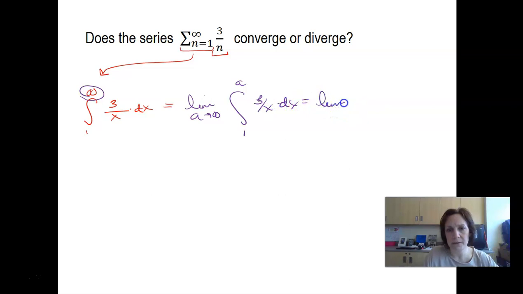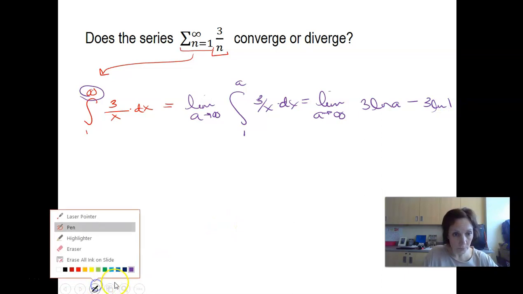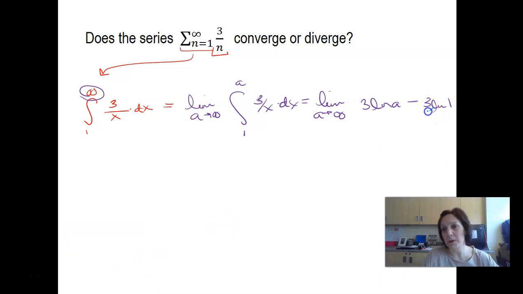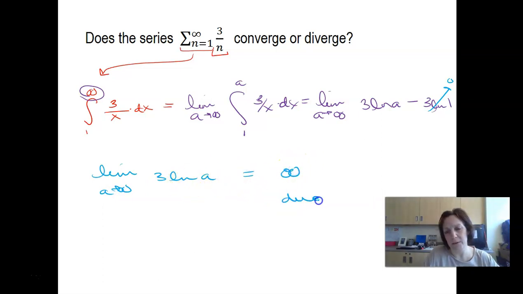So if I integrate this, the integral of 3 over x is just 3 ln of x, right? So I get 3 ln of a minus 3 ln of 1 if I integrate that. Ln of 1 is 0. So I'm left with the limit as a approaches infinity of 3 ln of a. As a approaches infinity, this goes to infinity, and I say it diverges. So if I can show that the integral diverges, I've shown that the series diverges.